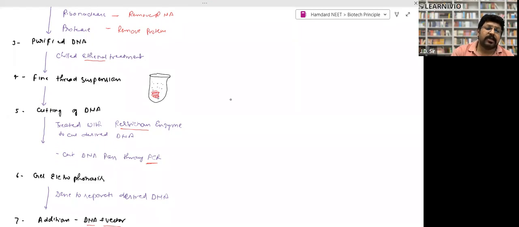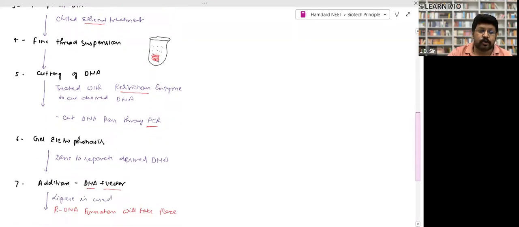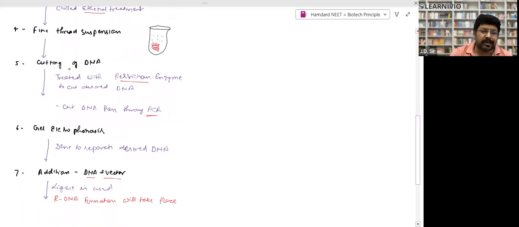Now, this is the time to cut down the DNA. We have already studied that cutting DNA is possible with the help of restriction endonucleases. So we cut down the DNA with the help of restriction enzymes to get the desired DNA. Now, if the DNA sample is a small one, what we will do, we have to multiply the DNA. For multiplication of the DNA, we pass DNA through the PCR, polymerase chain reaction. After passing it through the polymerase chain reaction, we get multiple copies of the DNA, or millions of copies of the DNA.